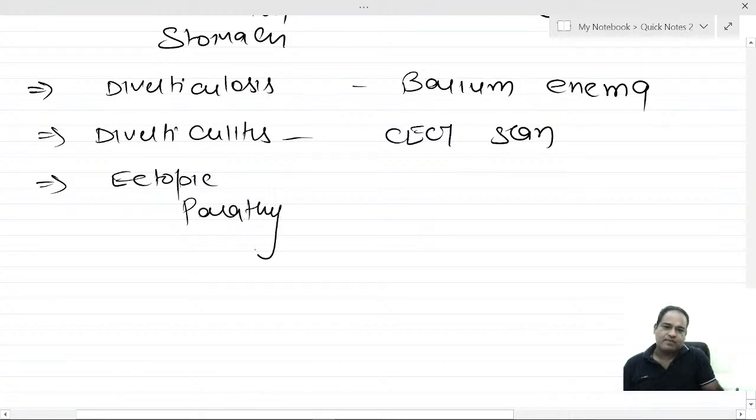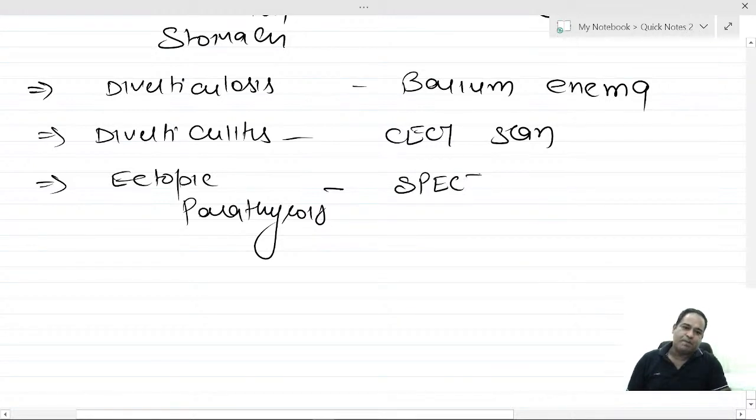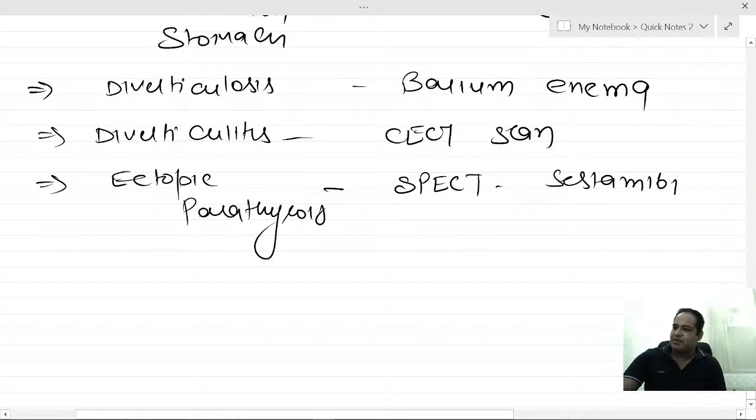Ectopic parathyroid, so we do SPECT scan with sestamibi. Fine, with sestamibi.